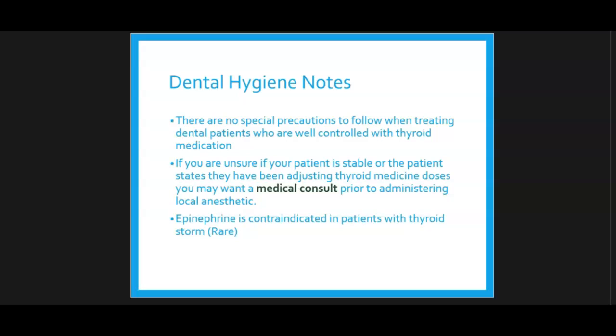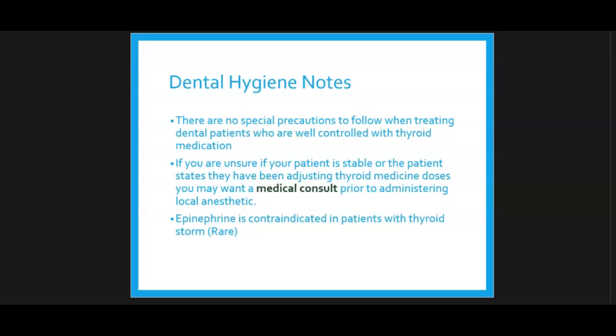So some important things to note: there are no special precautions. If you have a patient in your chair who has an overactive or underactive thyroid, if they're well maintained, there's really not much you have to be concerned with. If you're unsure if your patient is stable, or the patient doesn't know if they're stable, or they say, I've been having trouble stabilizing my medications, then it's prudent to have a medical consult before administering local anesthetic. Usually, if it's just 1 or 2 cartridges, it's not a big deal, even if someone's hyperthyroid, but it never, ever, ever hurts to have a medical consult if you're concerned.